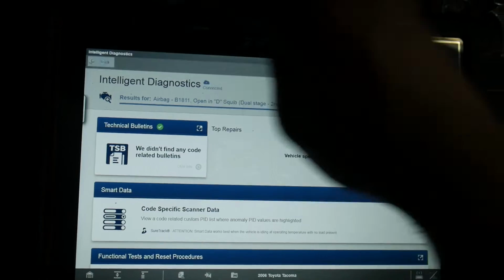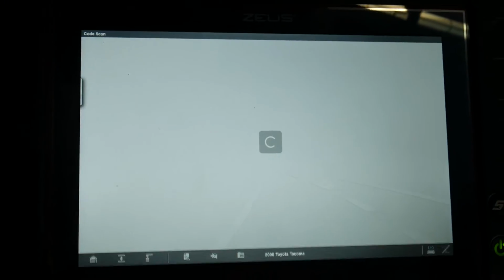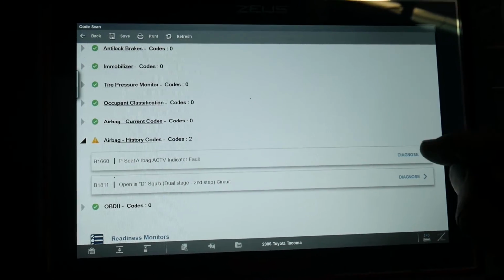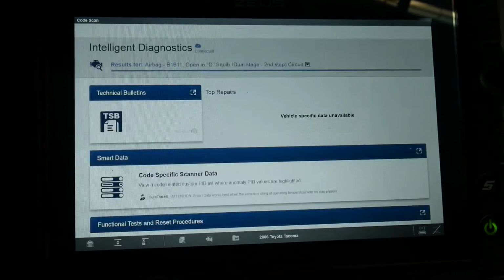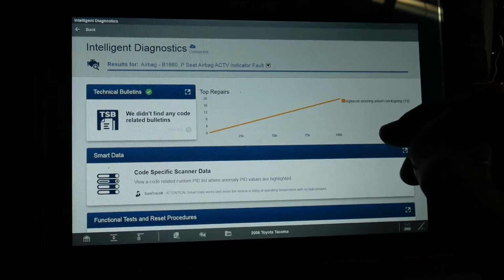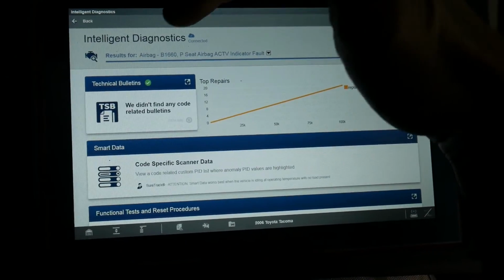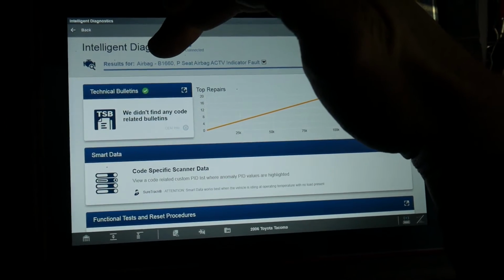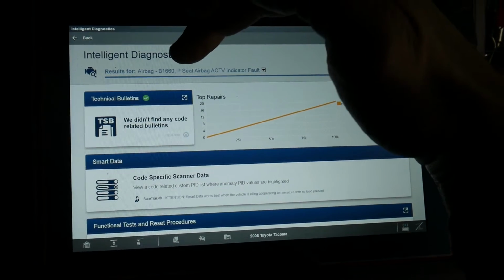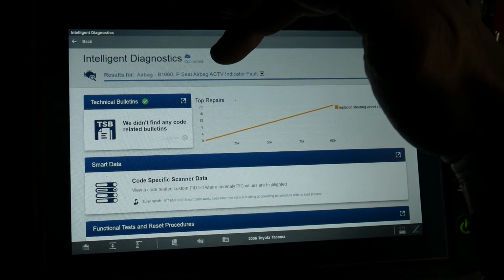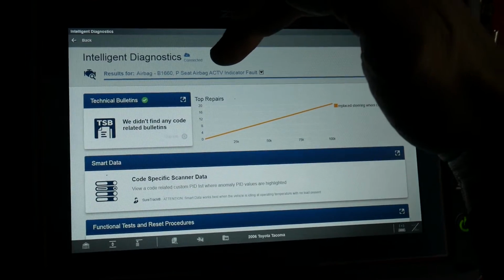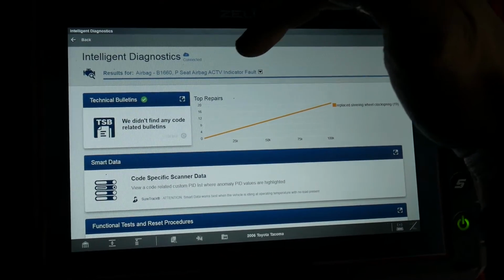Let's go back. That other code looked like a passenger airbag indicator. I don't know, it's kind of giving me two different definitions. The code result said PC airbag. I don't know if that stands for active. ACTV indicator fault.